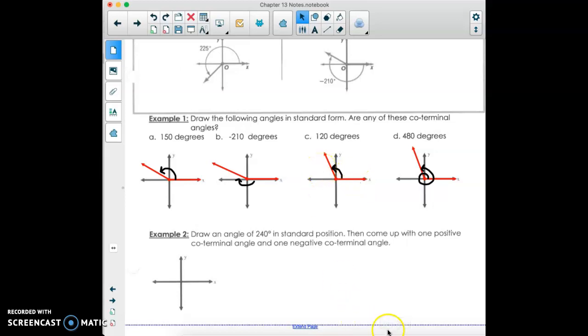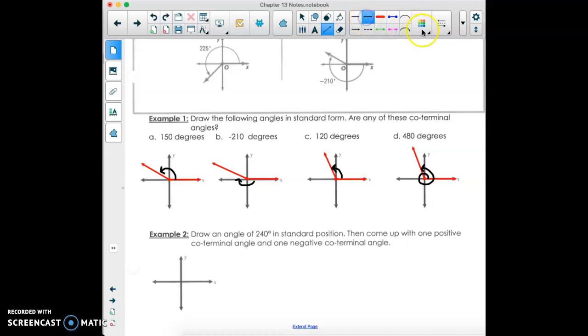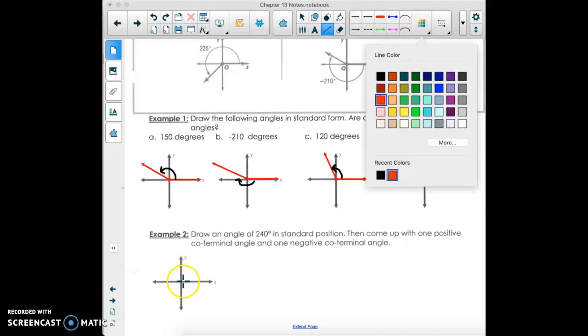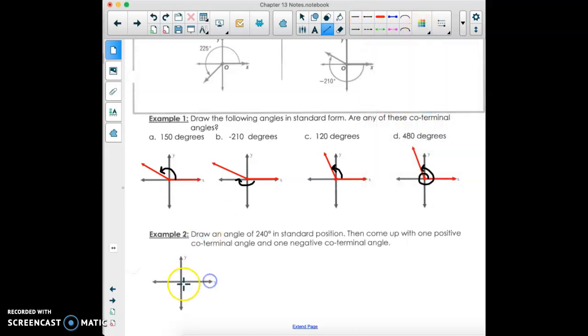All right. Draw an angle 240 degrees in standard position. Got it. Quick, do that here. I'm going to start. I'm going to go in the positive direction. There's 90. There's 180. There's about 30 degrees away from my 270. And then, of course, I draw my arrow. Now, how do I find a positive and a negative coterminal to this?